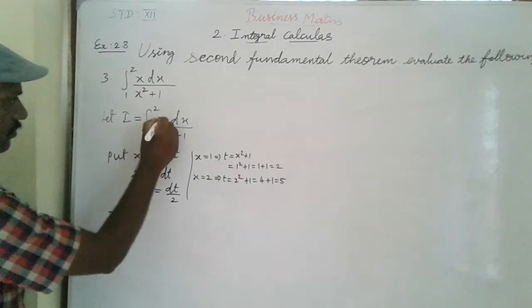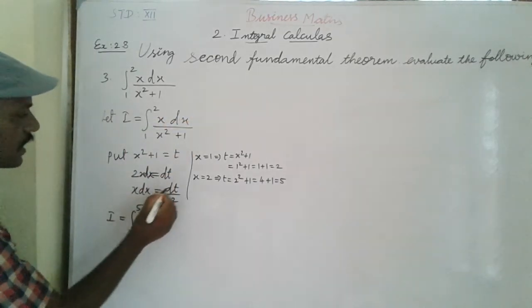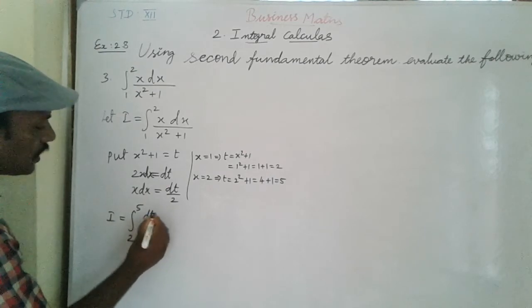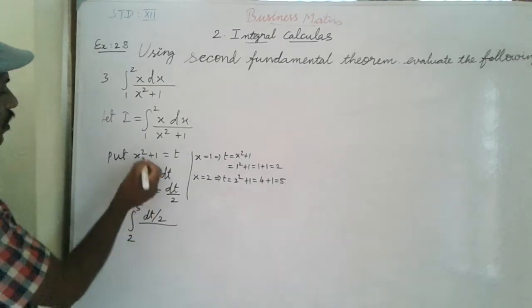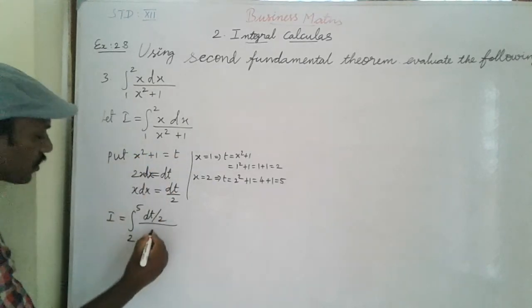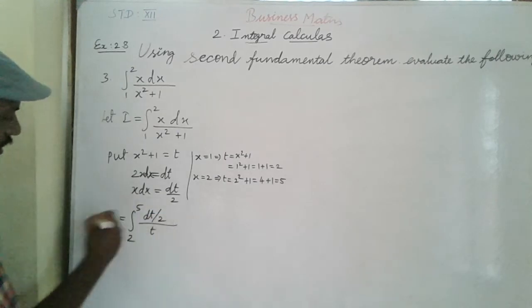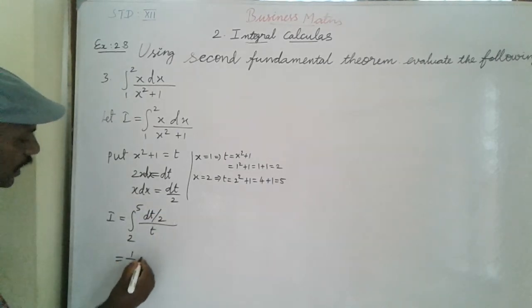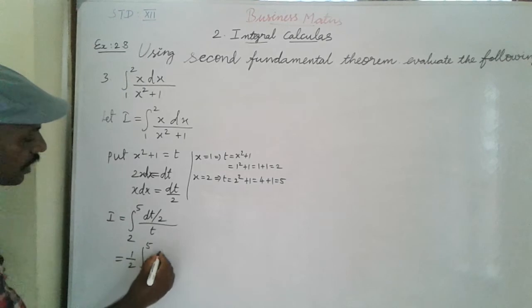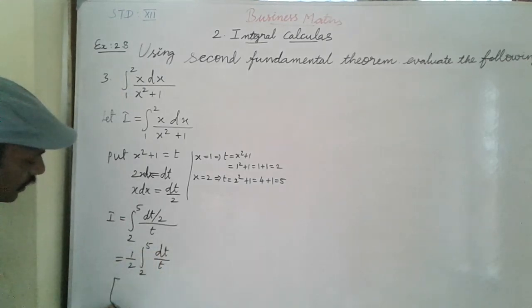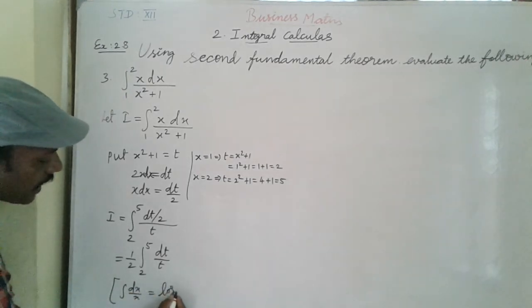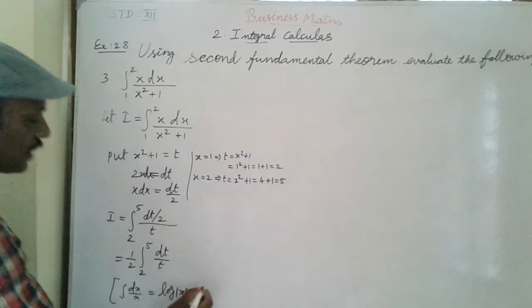Next, x dx, we know that x dx is dt divided by 2. So dt divided by 2 divided by x square plus 1, and we know that x square plus 1 is t. So 1 by 2 is a constant, take it out: 1 by 2 integral 2 to 5 dt divided by t. We know the formula: integral dx divided by x equals log mod x plus c.